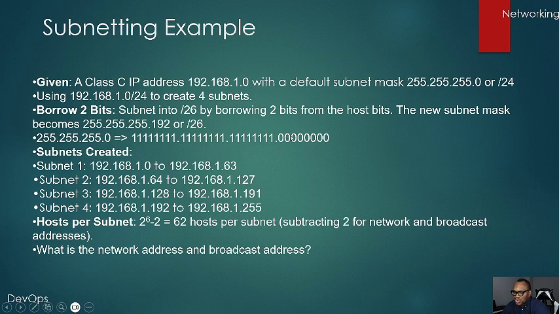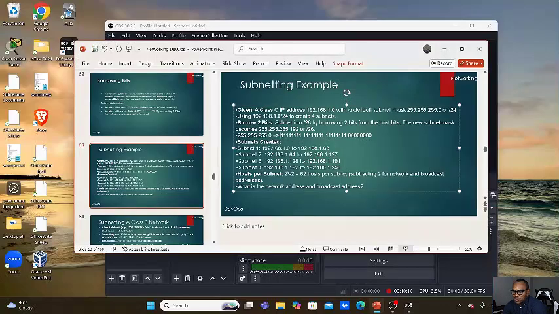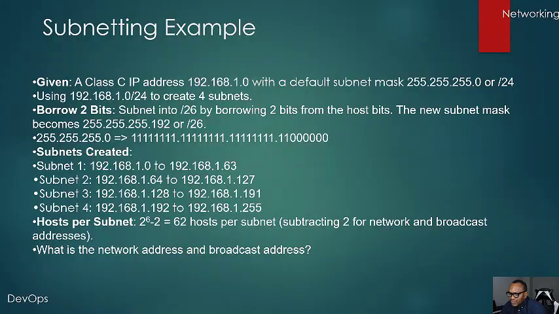Now we want to create 4 subnets. So we borrow 2 bits from this host portion. If we borrow 2 bits, this one would become 1 1. So if this becomes 1 1, then 2 raised to power 2 will give us 4, so we can create 4 subnets from this. And the remaining bits left for the host portion are 6 bits. We have borrowed 2 bits.